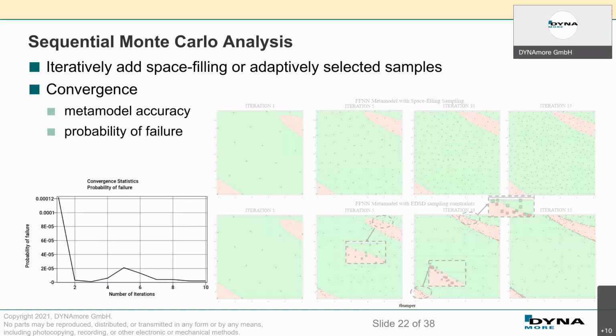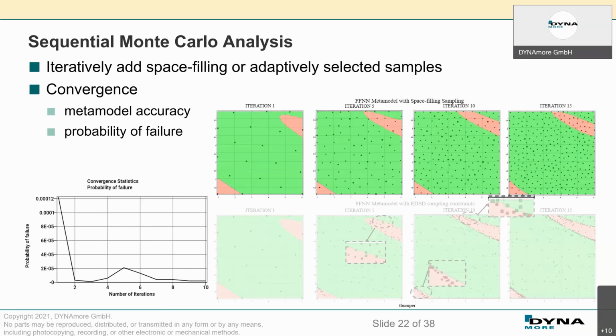So the general idea is we use a Monte Carlo analysis, which is the methodology for robustness analysis in LS-opt. And we do not run everything in just a single iteration. We use a sequential Monte Carlo analysis, which is an iterative process. And we add additional simulation points in each iteration to improve both the metamodel and classifier accuracy, and hence also the values we evaluate on the metamodels, like the probability of failure, for example.